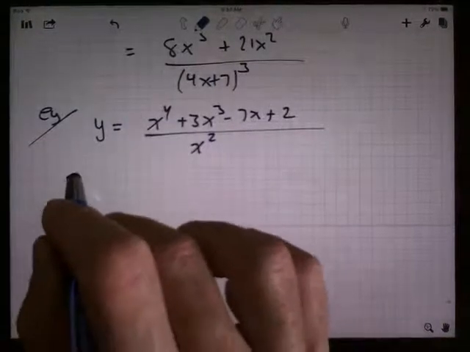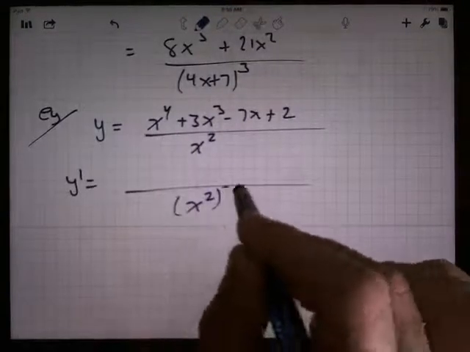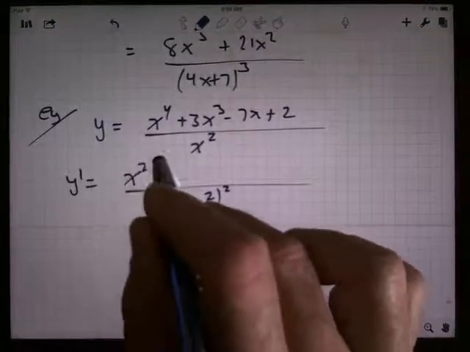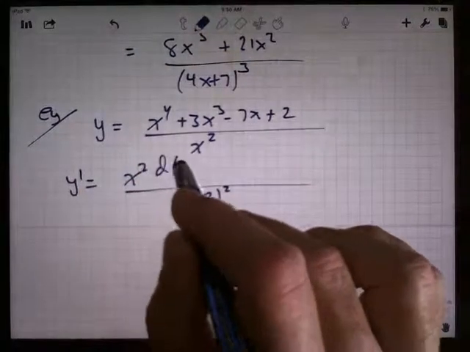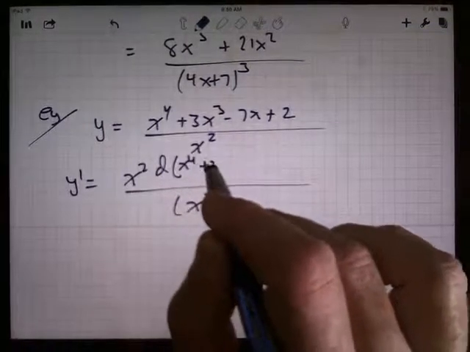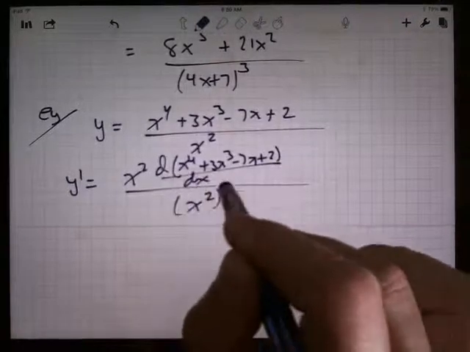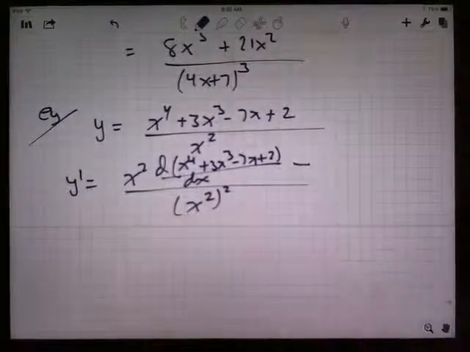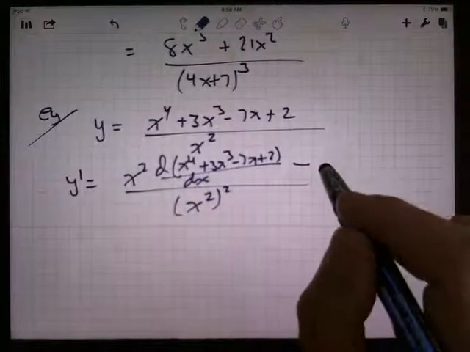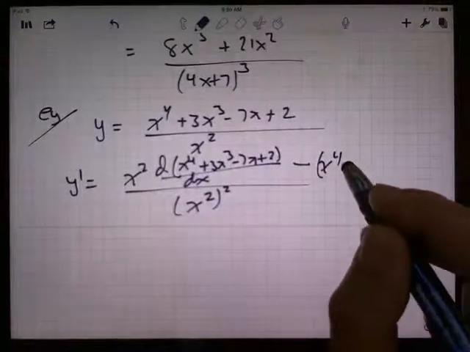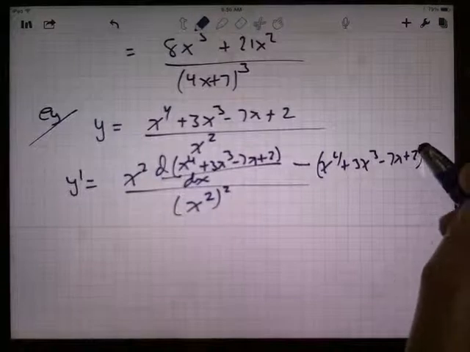So y prime is whatever was on the bottom, it's still there, squared. And start with the bottom here. And now I need the derivative of the top. So I need times the derivative of all this stuff: x to the fourth plus 3x cubed minus 7x plus 2. At some point I'll take this derivative on the fly, but for now I think it's just as well to write it out step by step. So that was the bottom times the derivative of the top minus the top, so in parentheses, x to the fourth plus 3x cubed minus 7x plus 2, times the derivative of the bottom.